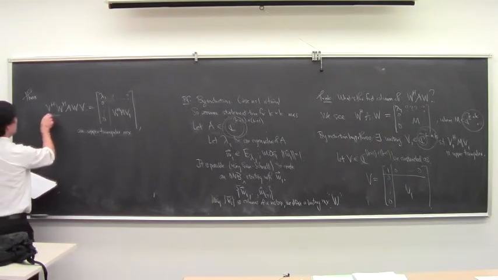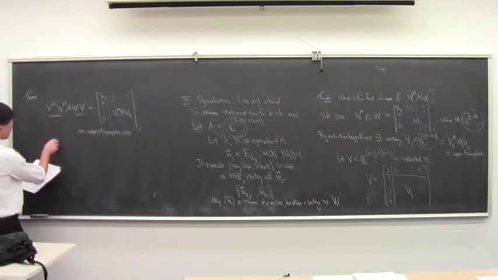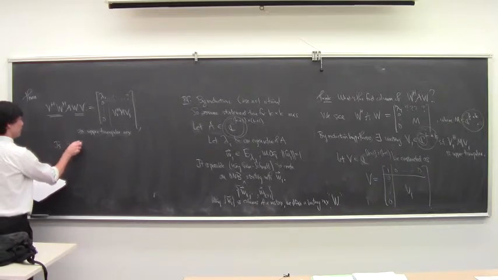So we have conjugated A by this guy WV, right? And we end up with an upper triangular matrix. And so we just need to make sure, is WV unitary?